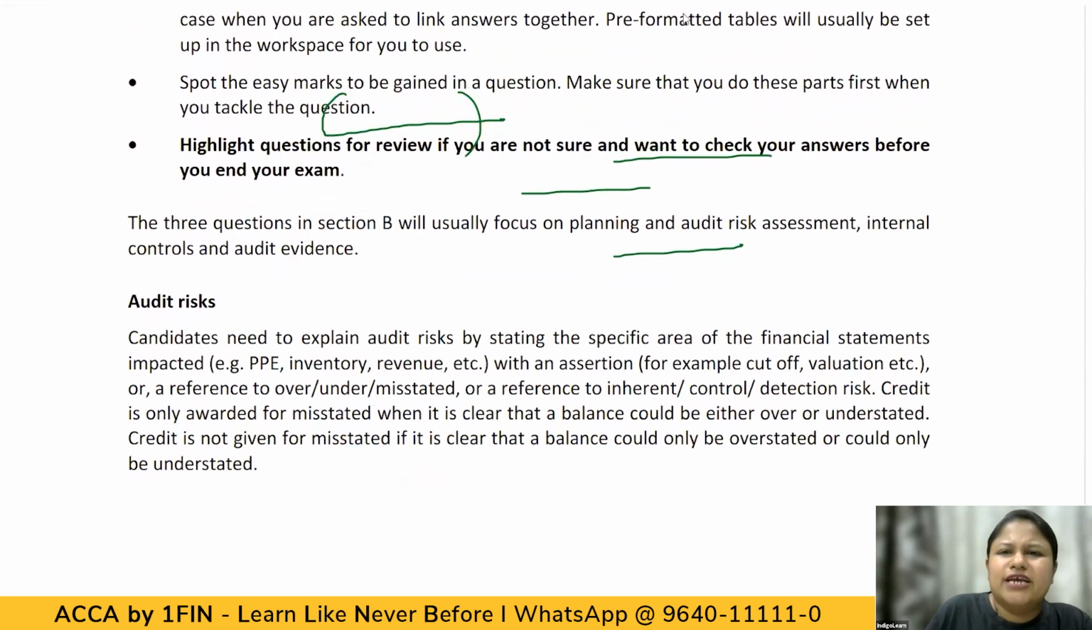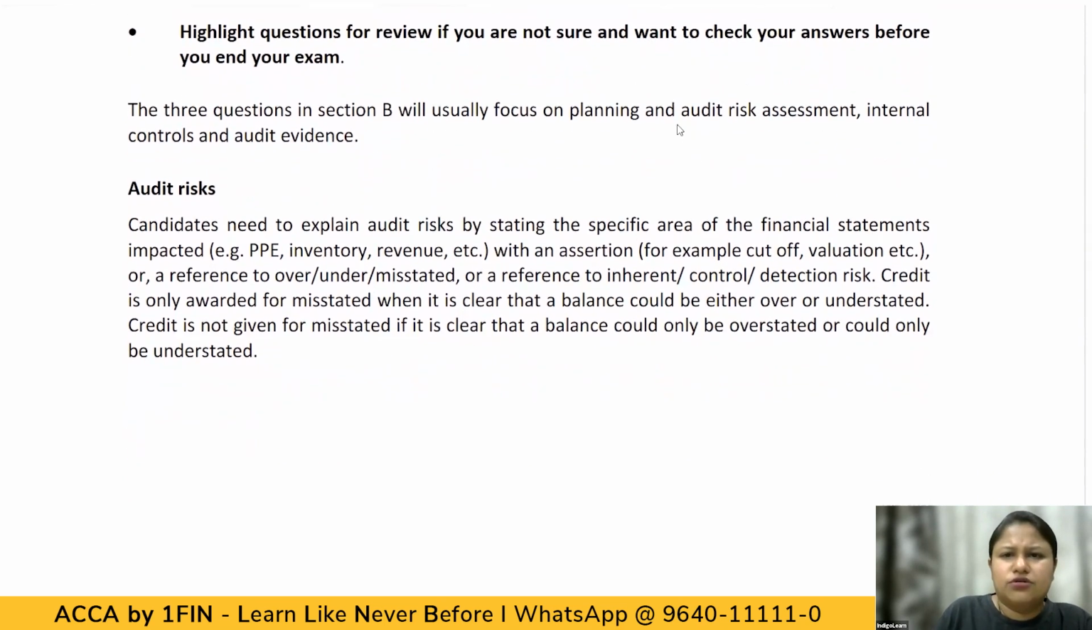Okay. Always read the questions properly. Start writing the ones which you feel are easy, so that you first pick up where you can score, and then you will have all those questions where you have a little difficulty in reading or understanding. Then highlight questions for review. If you have a doubt in what you have written, highlight it and keep it so that at the end you can go through it once again, so that you'll have no doubt in what you have written, or you can recheck and correct if you have gone wrong anywhere. And as I told you, section B will include questions from planning, risk assessment, internal control, audit evidence.